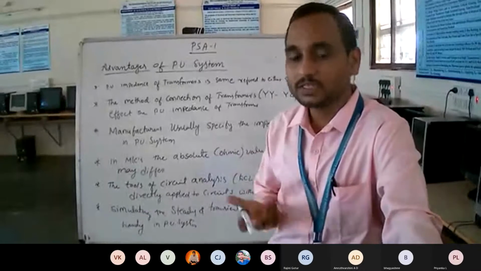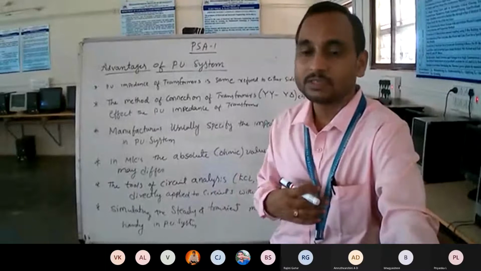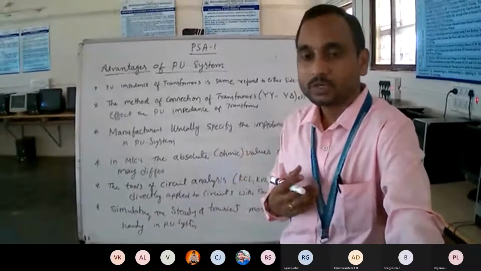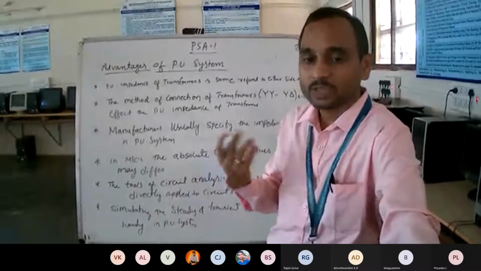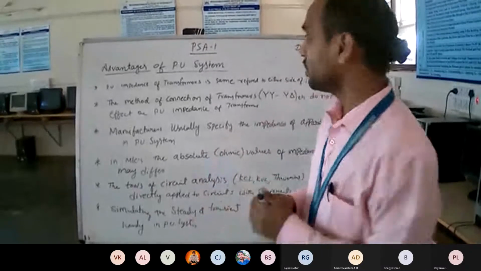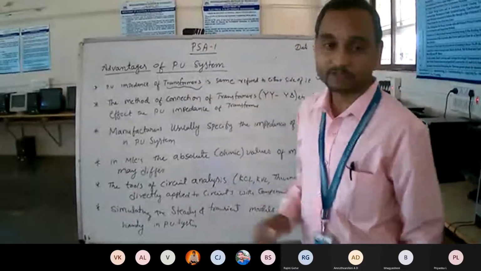So it is easier for calculation purposes if both the per unit impedances are equal, that is per unit Z01 is equal to per unit Z02, that is Z equivalent 1 equals Z equivalent 2. This is one of the advantages while calculating in a transformer.